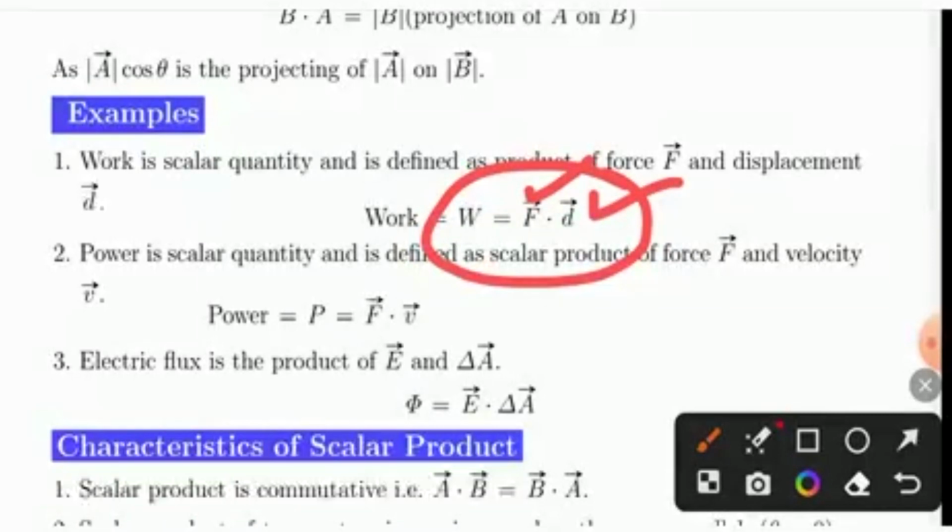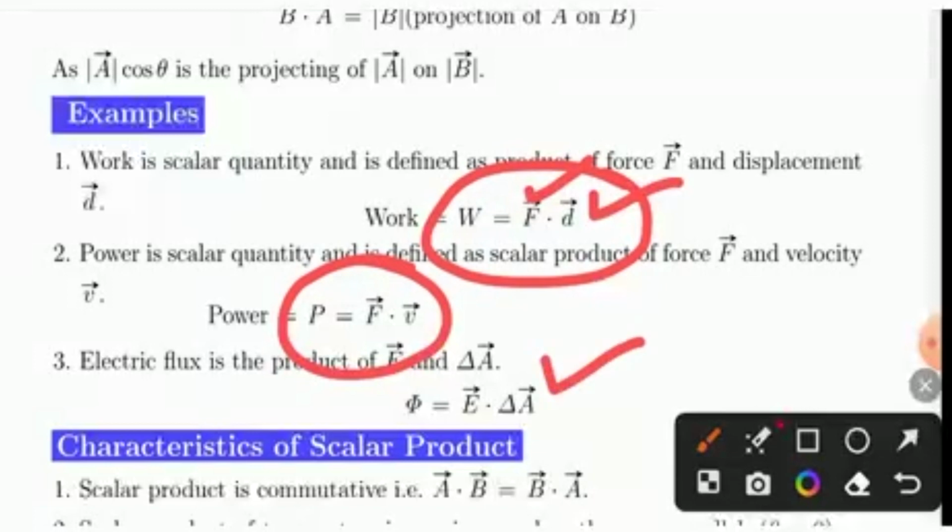The second example is the dot product between the force and velocity. That becomes the power. And the third example is the dot product between the electric field intensity E and the vector area A. This is the definition of electric flux.